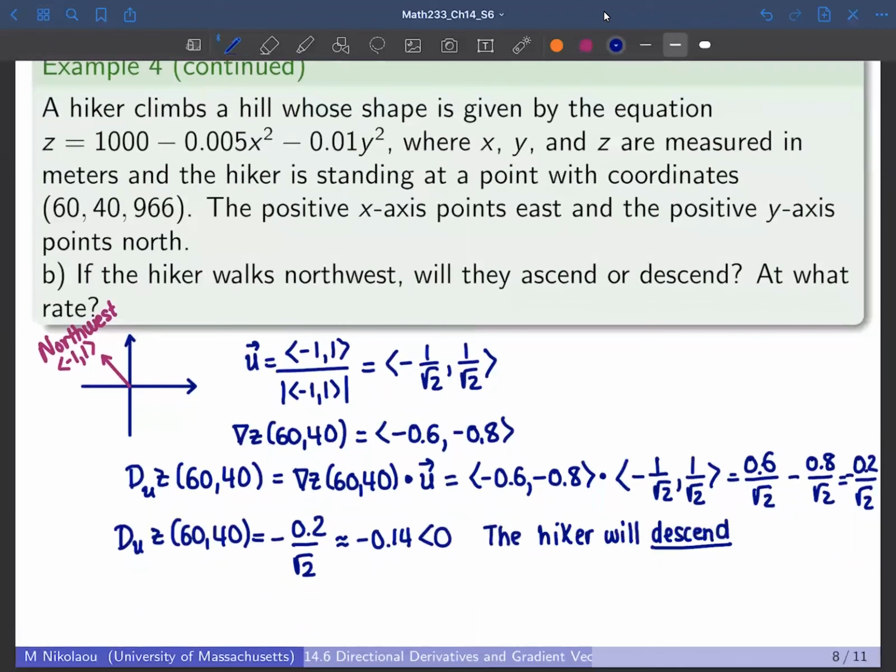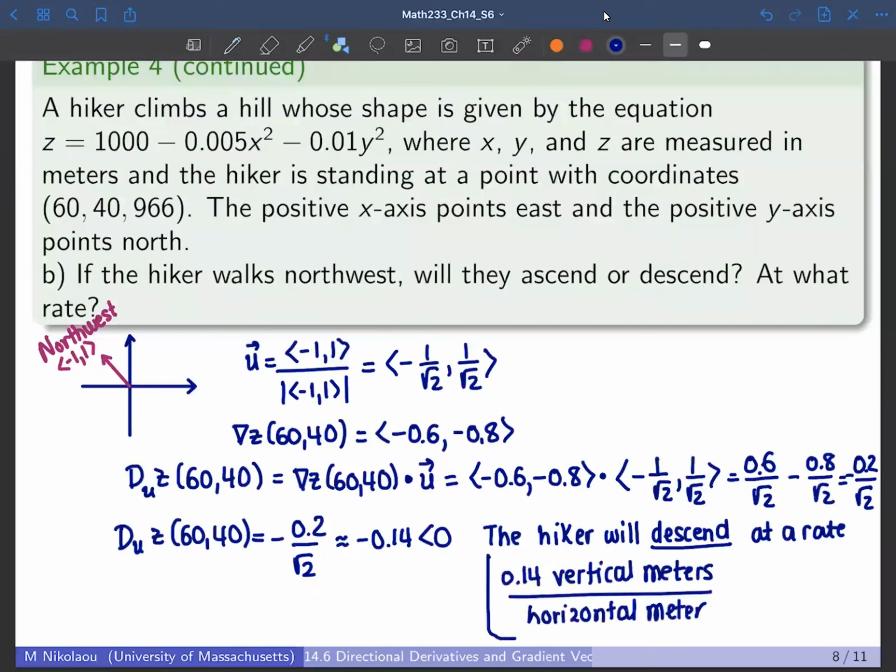Since the directional derivative is negative, that means that the hiker will descend at a rate of 0.14 vertical meters per horizontal meter. So since the directional derivative is negative, the hiker will descend by 0.14 vertical meters per horizontal meter.